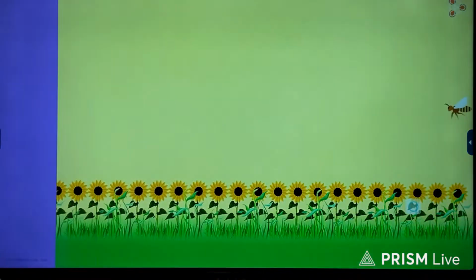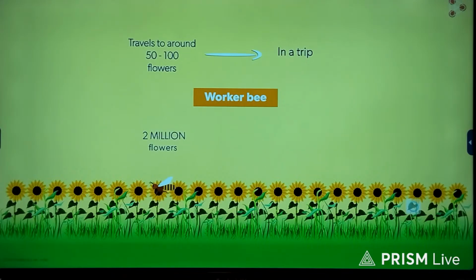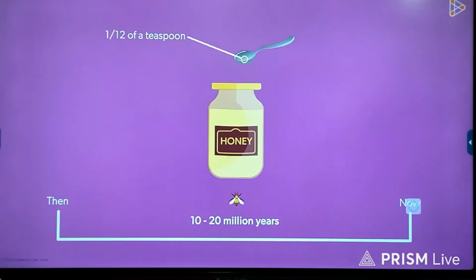Would you like to know a few amazing facts about bees? A bee has to travel to around 50 to 100 flowers during one collection trip. It is believed that a worker bee visits about 2 billion flowers to make just 1 pound of honey. Well, now you know how many bees would have worked in order to provide us with 1 jar of honey. Oh, not to touch or disturb the bees though.